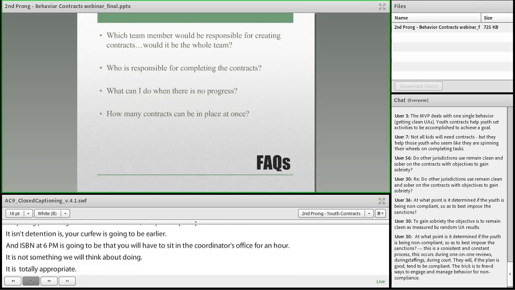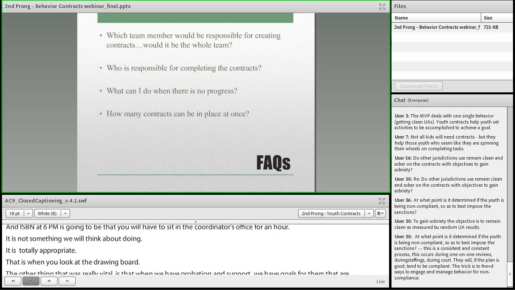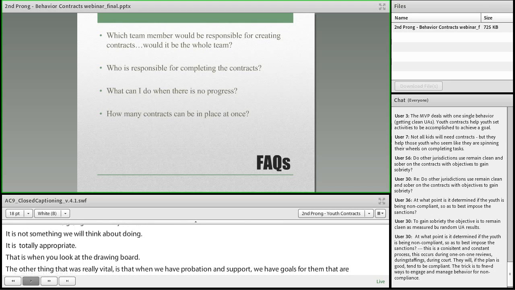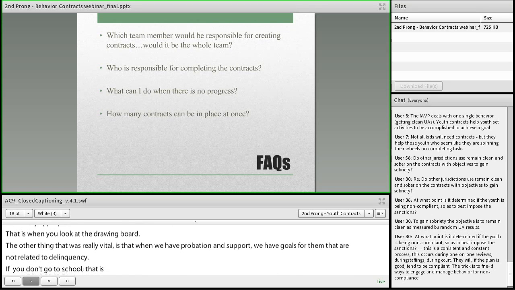And then the other point I think that was really vital, and something that you really touched on here, is that when we have kids on probation and when we have kids in drug court, we have goals for them that are not related to delinquency and substance abuse, right? We have goals that are related to things that we would call status offenses, like going to school. And if you don't go to school, that's a status offense only, because it's only a problem because you're a kid. And so because we have these goals and we want them to be better when they're done with us in court, we make these plans for them.